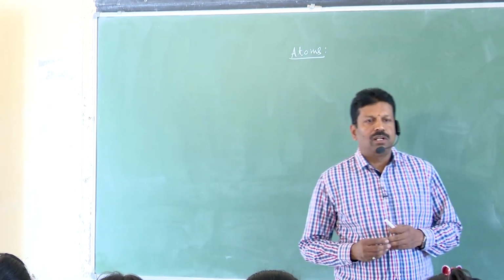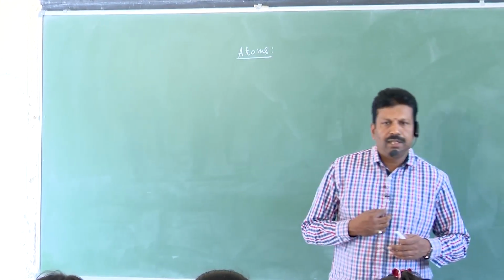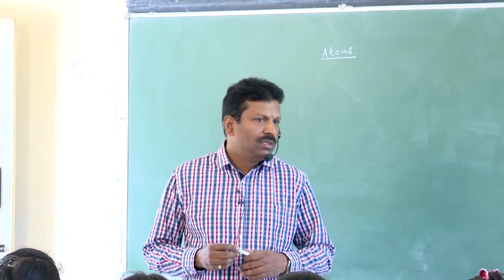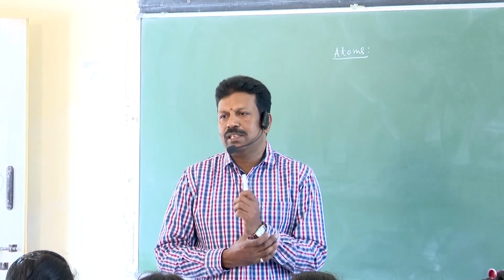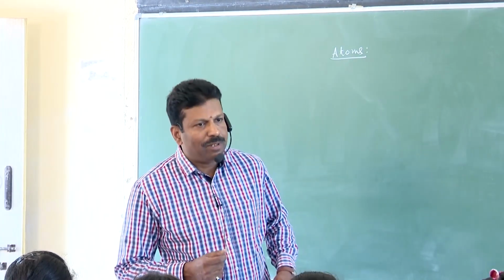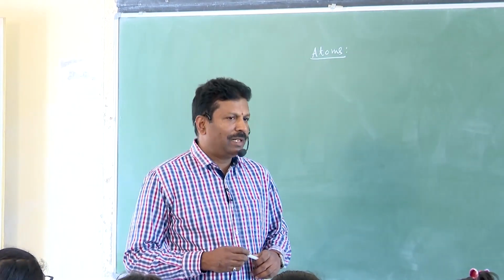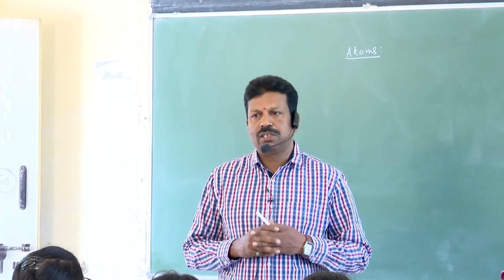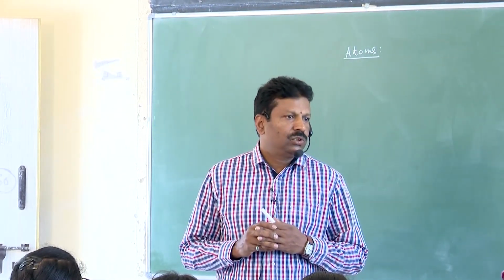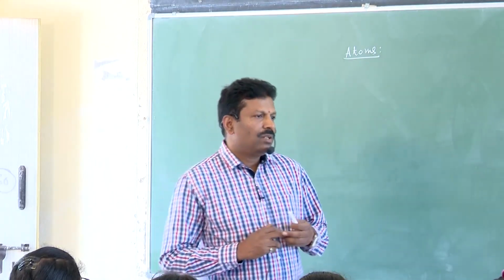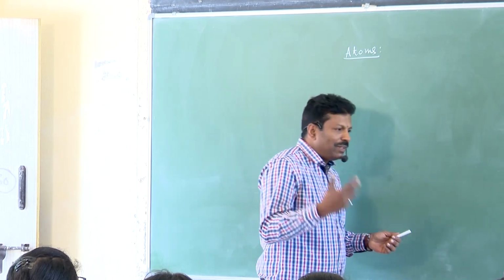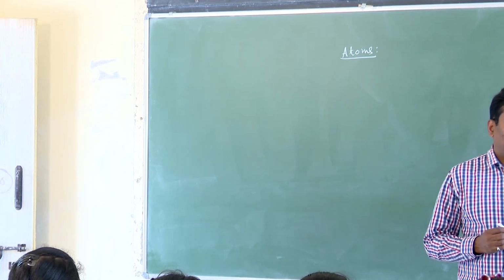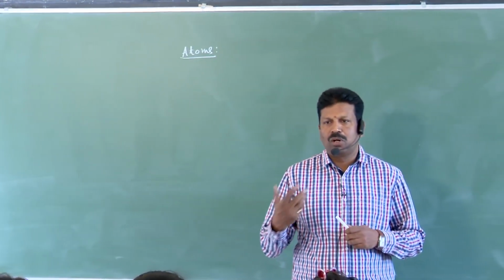One is called Rutherford's model, which you already studied, right? By his alpha ray scattering experiment, he gave the approximate size of the nucleus, about 10 to the power minus 15 meter, or 1 Fermi, and he predicted that there is a positively charged nucleus at the center. Previously we had something called the plum pudding model, like plums in a watermelon, and that model was discarded.